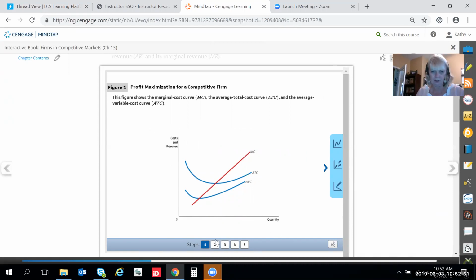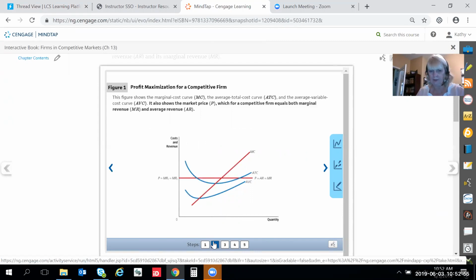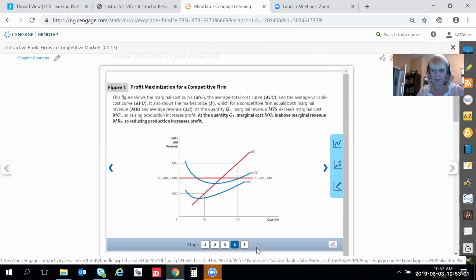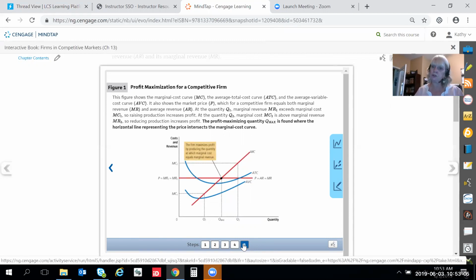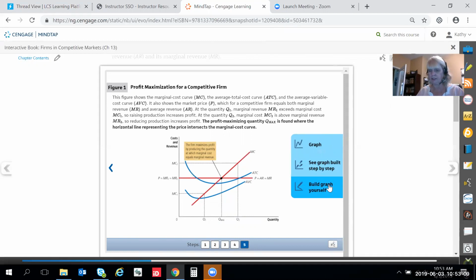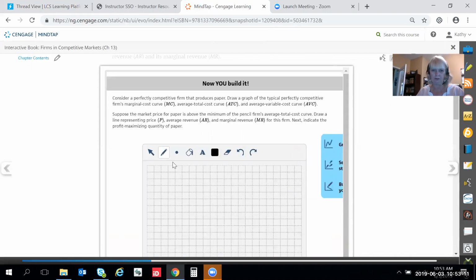Let me get here the right place. And they add more, and they add more, and they add more, and they add more. So that's kind of cool. So you can walk through it step by step. And finally, when you get down here, you can draw this graph for yourself.